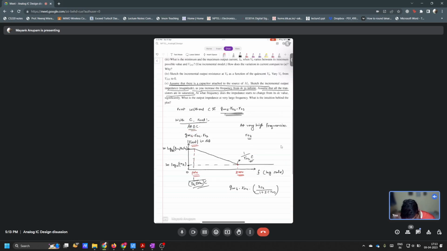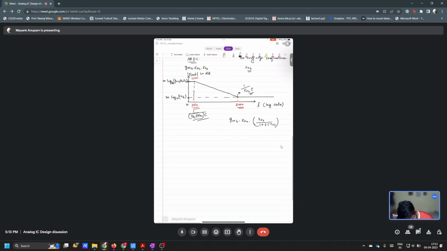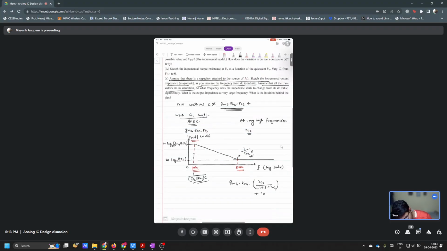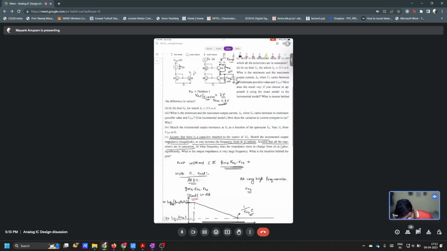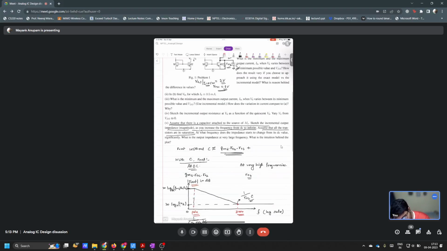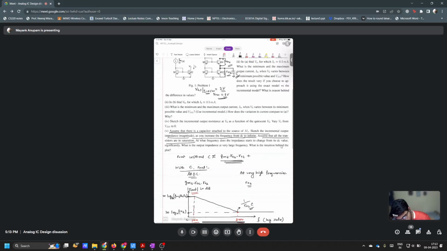Okay, so one second. This is actually not correct. Plus RO. So what is the whole expression for this? What is the whole expression for R out? RDS2. So in terms of RO2 and RO4, tell me. It's RO4 plus RO2, right?